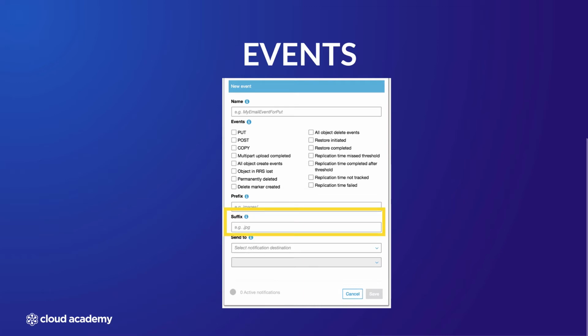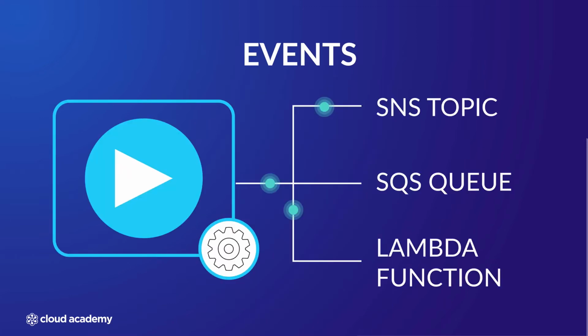The suffix provides a similar function to the prefix. It allows you to apply the event captures to objects with a certain suffix. For example, all objects with a JPG file extension. The send to component determines where your event notifications will be sent, either to an SNS topic, an SQS queue, or a Lambda function. Depending on the existing configurations of your destination of event notifications, permissions will need to be granted to your SNS topic, SQS queue, or Lambda function to enable S3 to publish events to them.